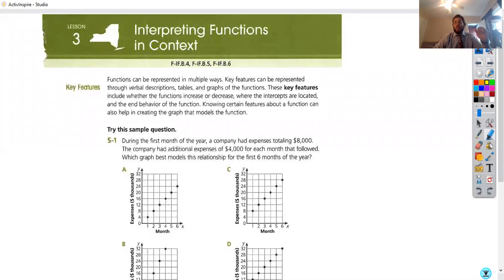All right, so let's jump into lesson 3. Lesson 3 has to do with interpreting functions in context. For the most part, we're going to be talking about real world situations that are represented by functions and then having to answer some questions surrounding them.